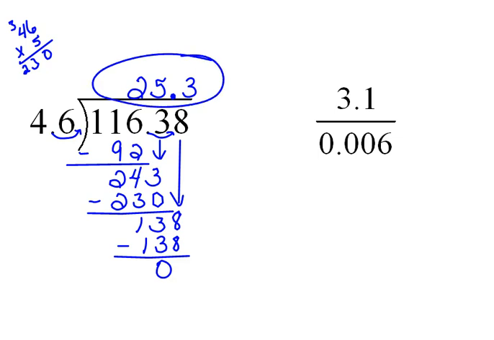Now, if you'll remember, our directions said round to the nearest hundredth if necessary. In this case, it wasn't necessary because our division ended in the tenths spot. In the next one, we're going to see what happens when we have to actually go farther and do the rounding.